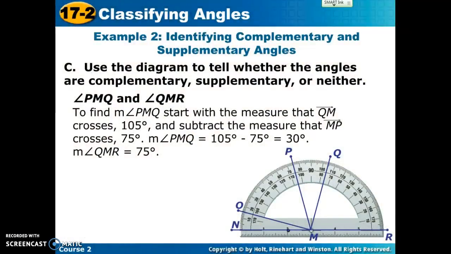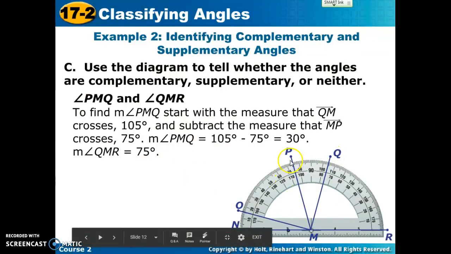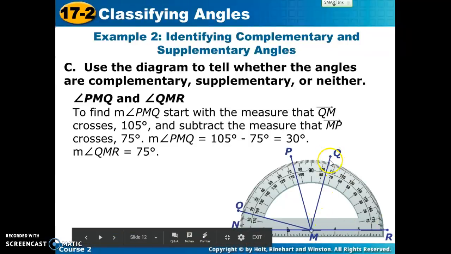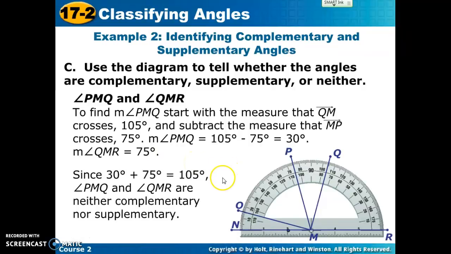All right, one more. See here. Angle PMQ. All right, so P is at 75, halfway between 70 and 80. Q is at 105. We subtract them, we get 30 degrees here. Our other angle, QMR, we have 105 to go to 180. We subtract those, that's 75 degrees. So we have a 75 degree angle, a 30 degree angle. If we add those together, 30 plus 75, it's only 105. That is not 90. That is not 180. So we say they are neither.